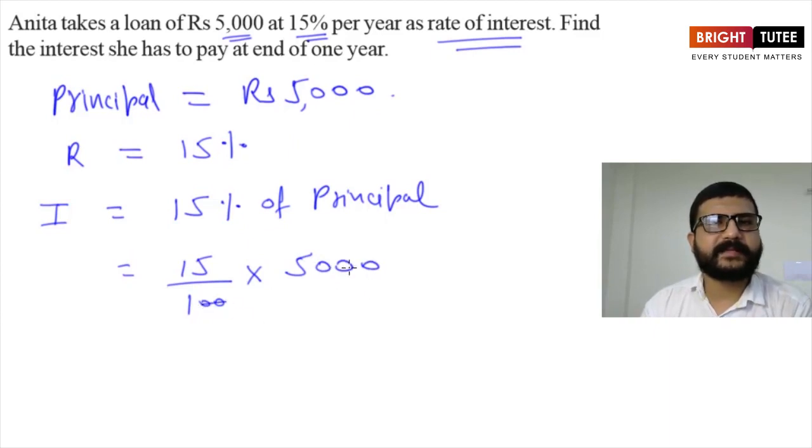Now we can simplify this. 15 into 5 will be 75 and then we'll have 1 0. So interest is basically rupees 750. This is the interest, or this is the amount or the charge she has to pay at the end of 1 year. The interest is rupees 750.